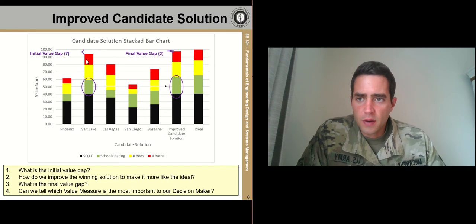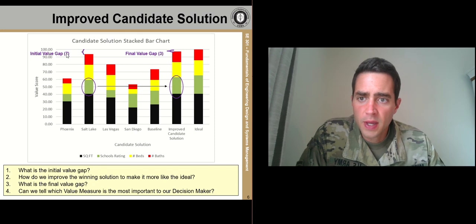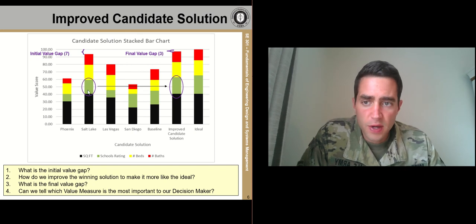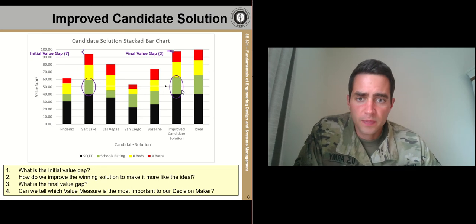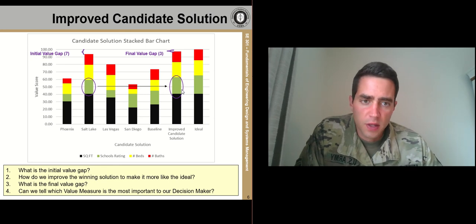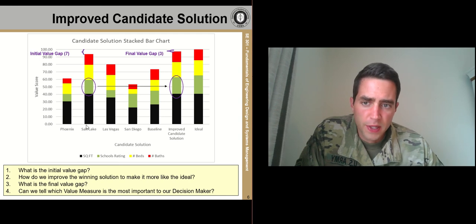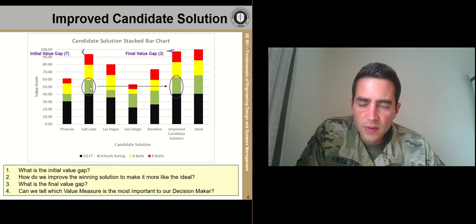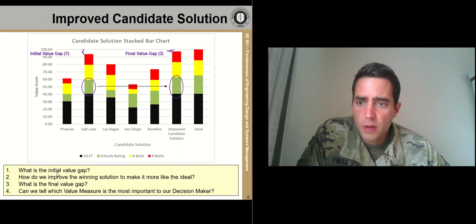So here's another representation of this and how we're going to achieve an improved candidate solution. So our initial value gap is 7. We're going to target the value measure that does not reach the ideal, that is further away from the ideal than other value measures. And if we were able to, we can't in this case because the number of beds and number of baths is already at the ideal, but if we were able to, we could also try to target those. We're going to just do as much as we can with this alternative to make it as close as possible to the ideal. So the initial value gap is 7.